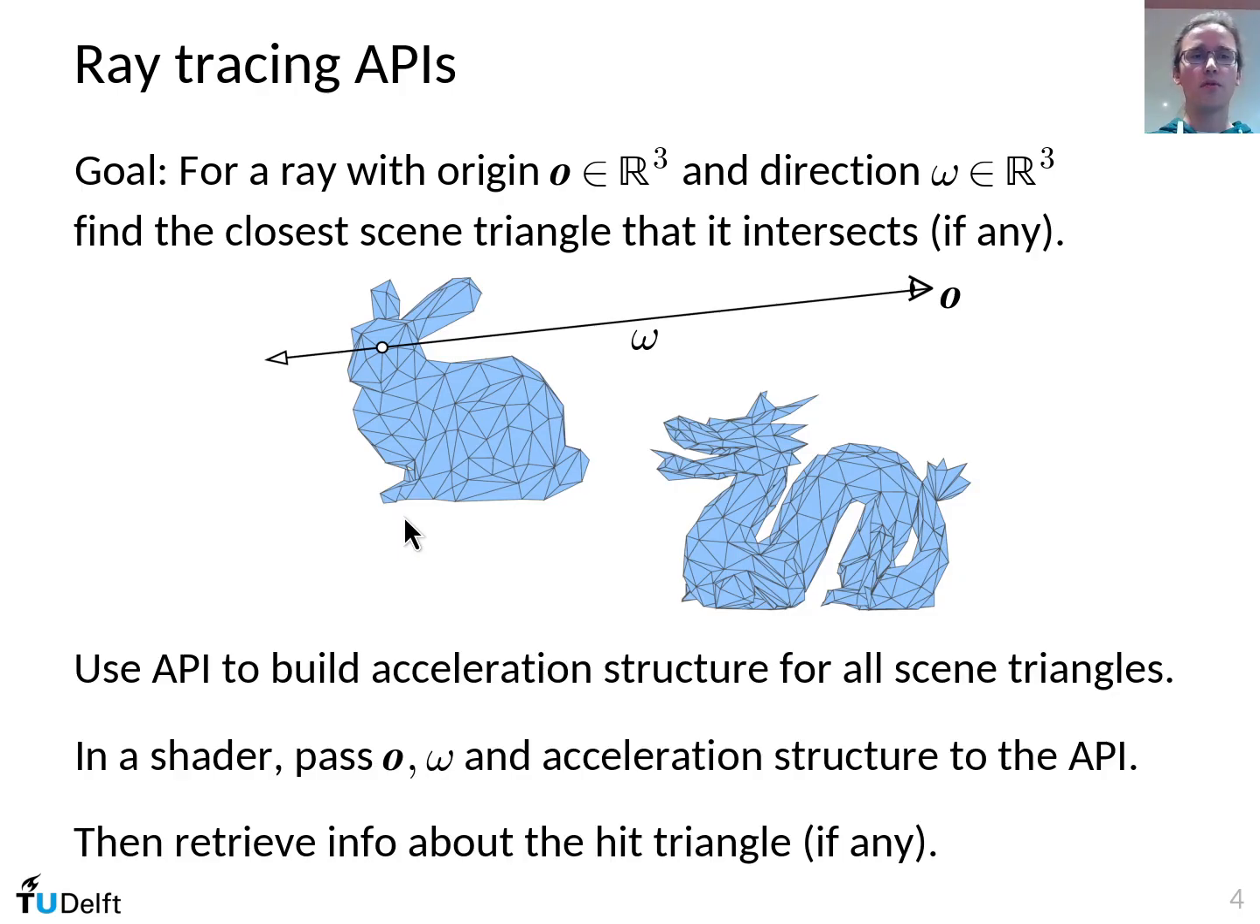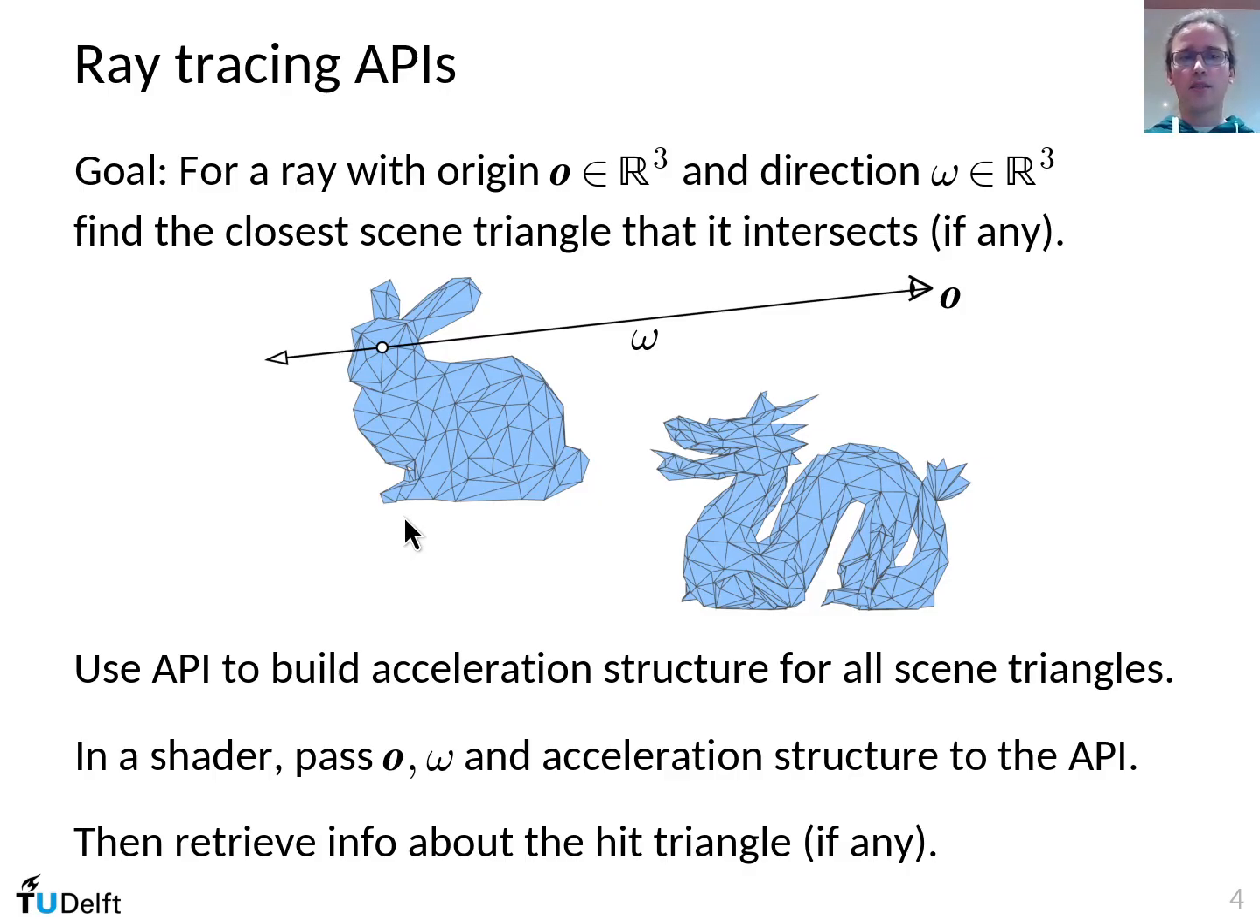Now, with ray tracing APIs, you don't really have to think about the ray tracing itself so much, because that's what the API and the hardware is good for. So what you have to do is you have to provide all the triangles in your scene to the API. Namely, you have to build an acceleration structure for all of this geometry. And this will help the ray tracing hardware to perform ray tracing efficiently.